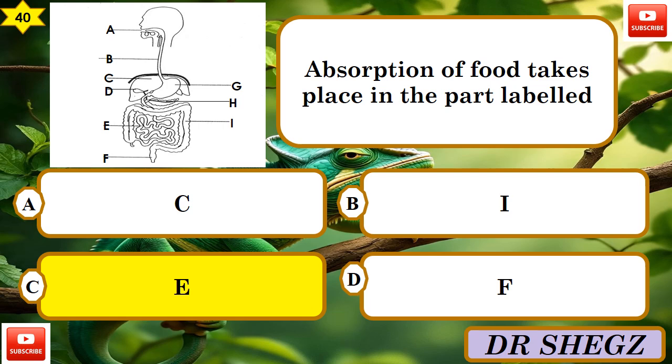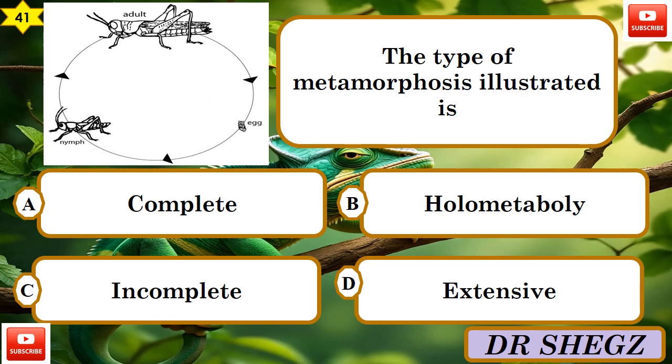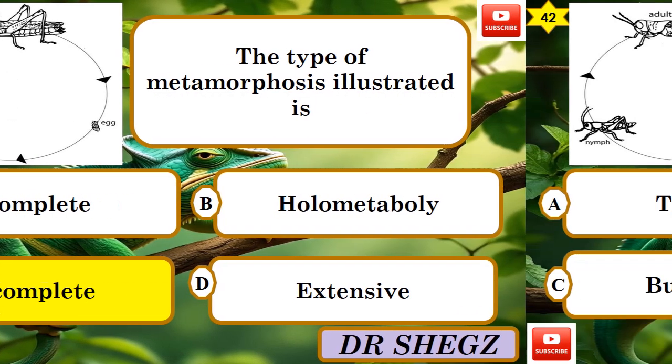We mentioned it earlier. The type of metamorphosis illustrated is: you have egg, nymph, adult, egg, nymph, adult. This metamorphosis is incomplete, or hemimetaboly, so it's an incomplete metamorphosis.